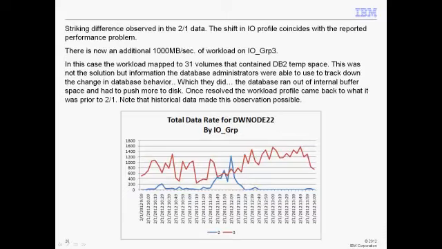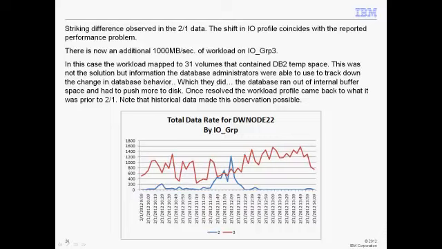Now we'll contrast that data with data that was collected on the day of the impact. There's a striking difference observed in the 2-1 data. The shift in I/O profile coincides with the reported performance problem. There's now an additional 1 gigabyte a second of workload on I/O group 3. In this case, the workload mapped to 31 volumes that contain DB2 temp space.